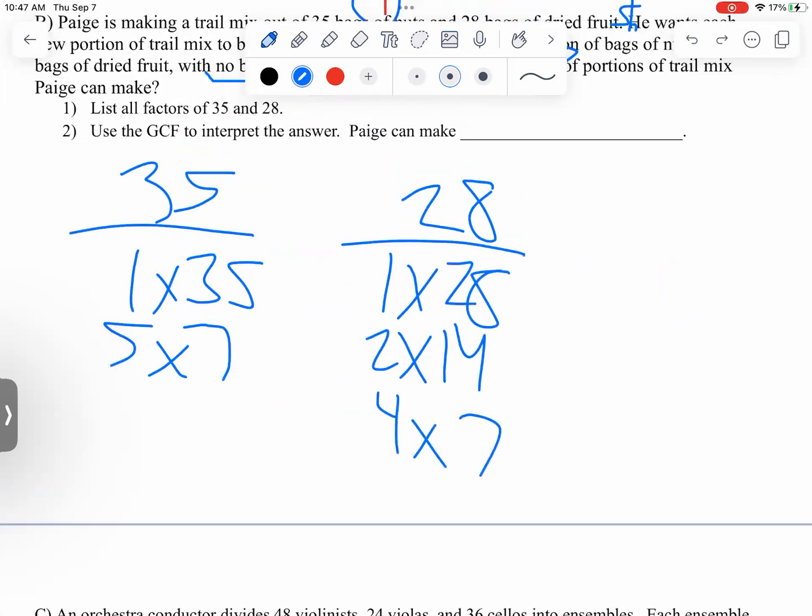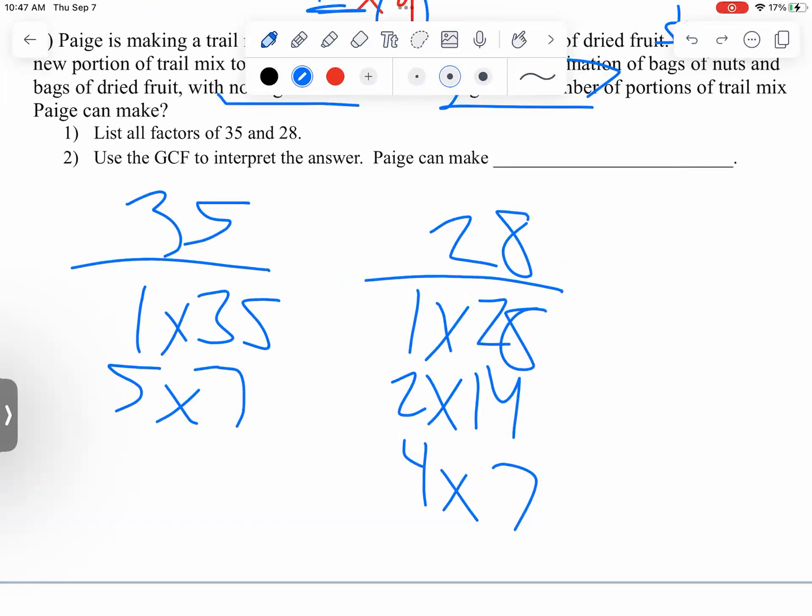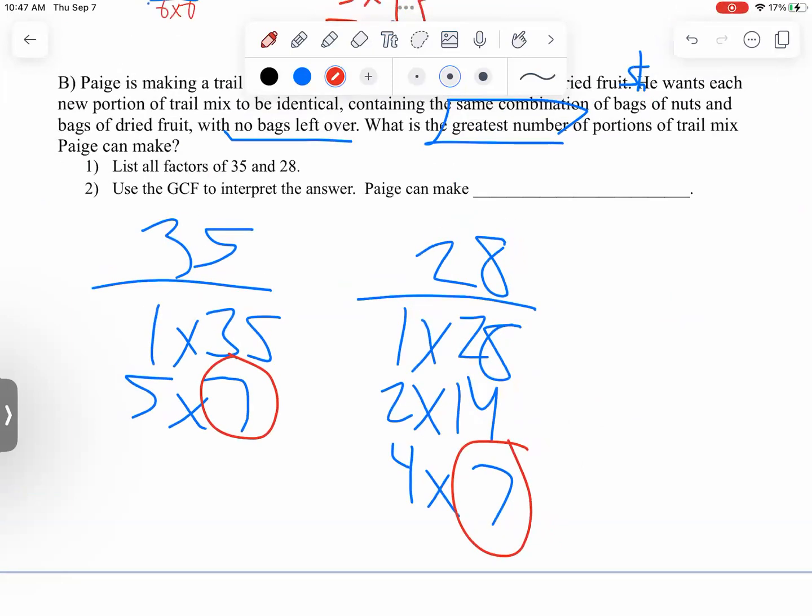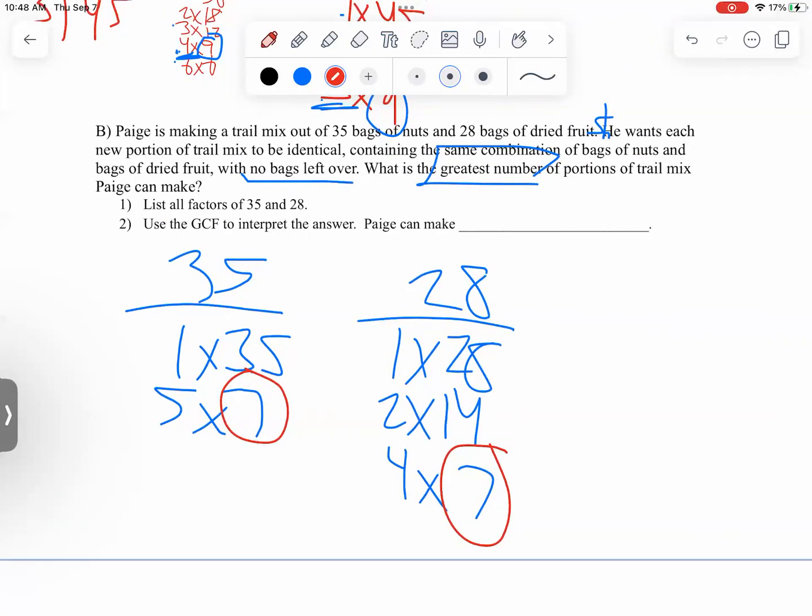All right, so you could do 1, or you could do 7. So the GCF here is 7. So Paige can make 7 portions. All right, and there should be a word with your answer.